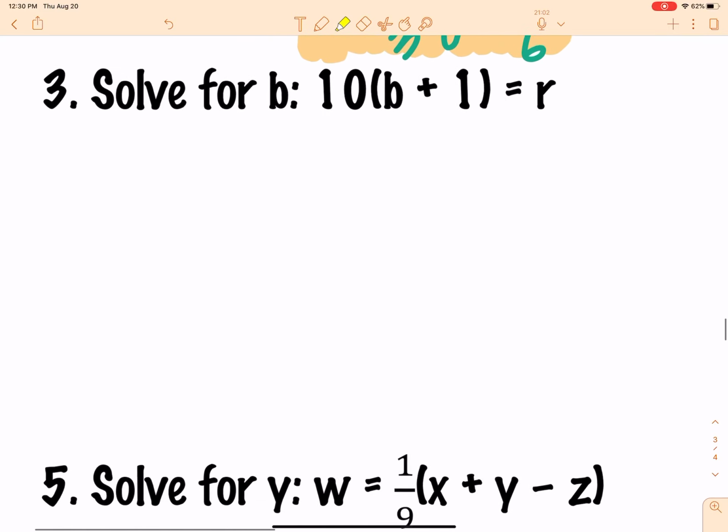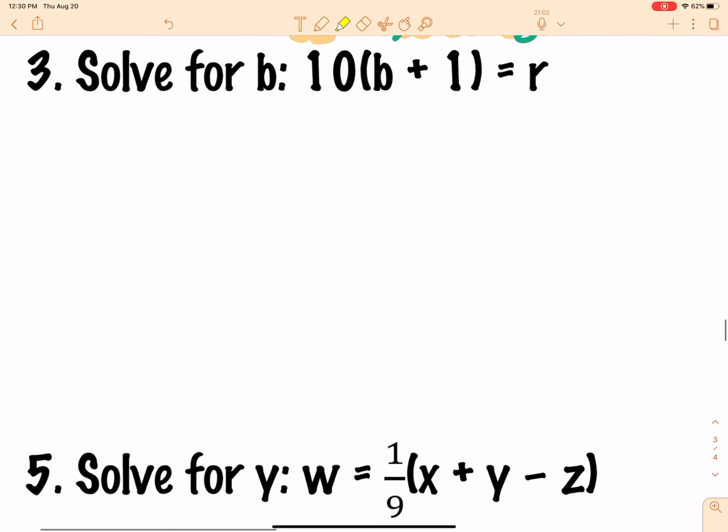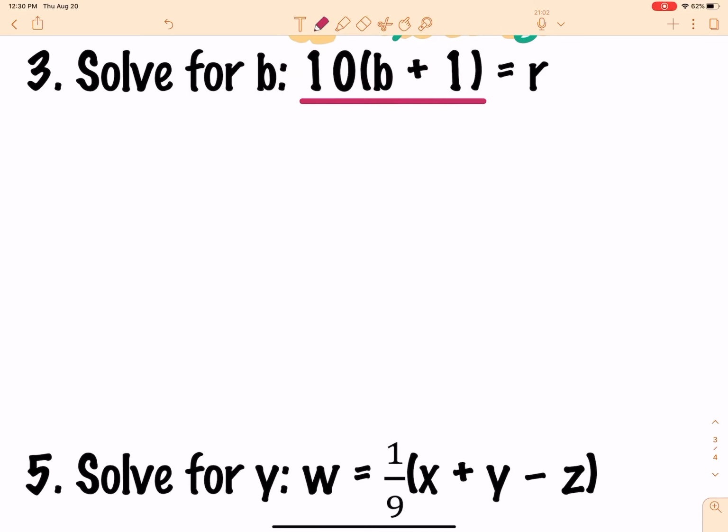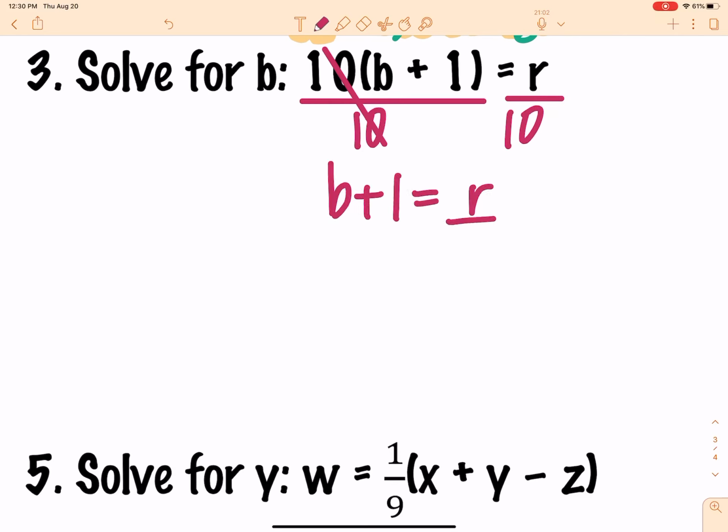Number 3, solve for b. Again, do not distribute. It will just make your life a little bit harder. We can just easily simplify this quicker by dividing both sides by 10. So now I'm left with b plus 1 equals r over 10. To get b by itself, we're going to subtract 1 from both sides.